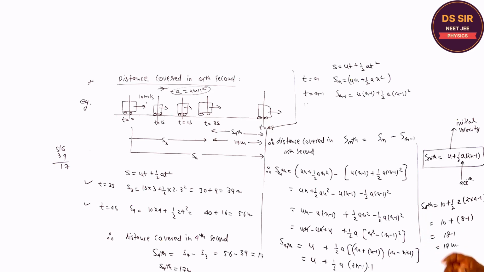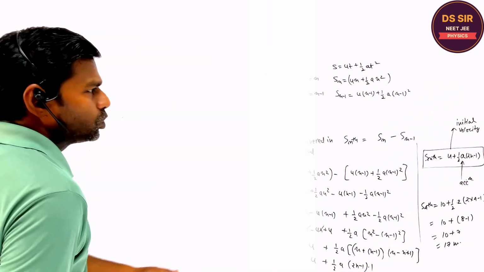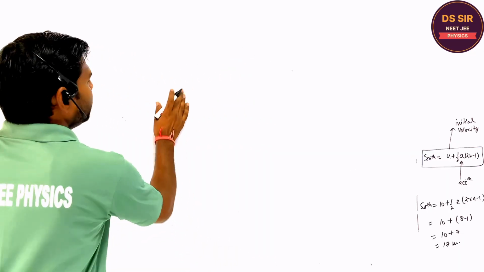All right, copy this. The same thing, 7, and this is 17 meter. The same answer you are getting here. So this is the formula for the distance covered in nth second.